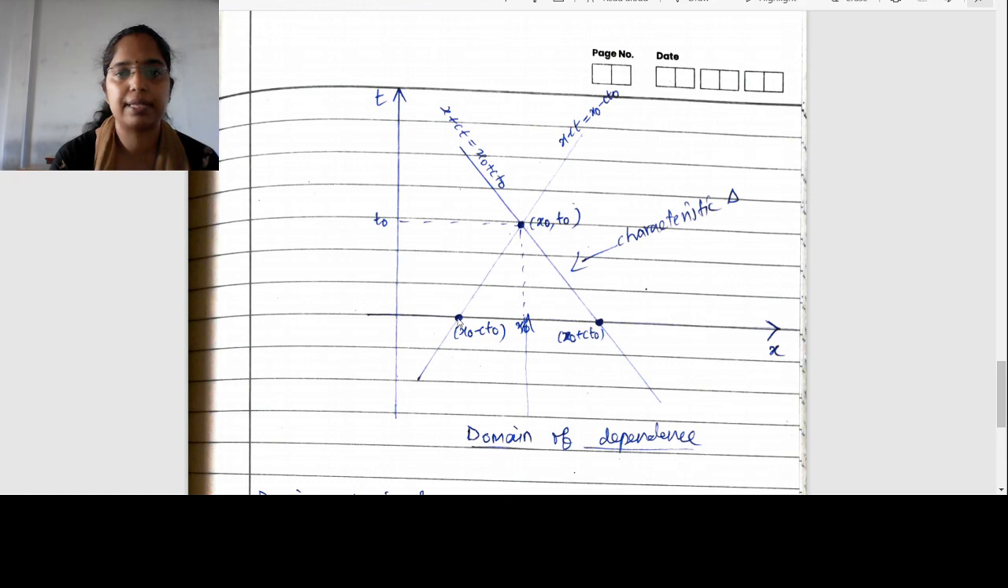So this is the line x minus ct equal to x naught minus ct naught and this is the line x plus ct equal to x naught plus ct naught.